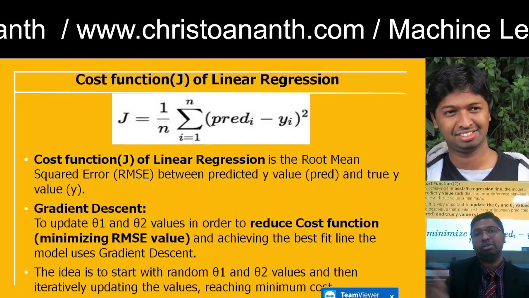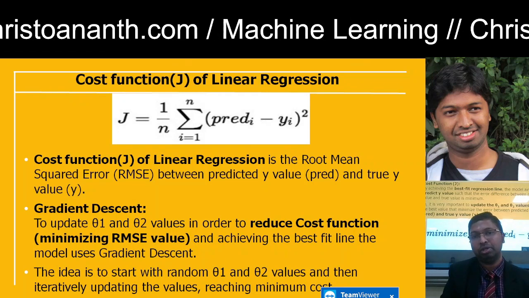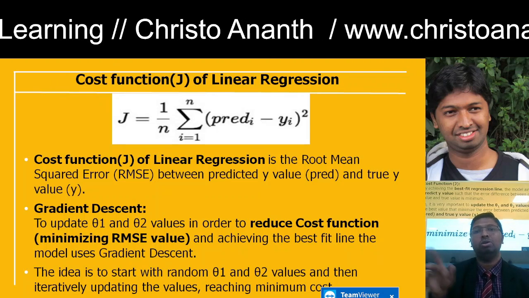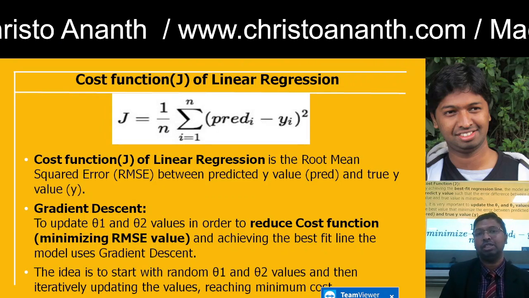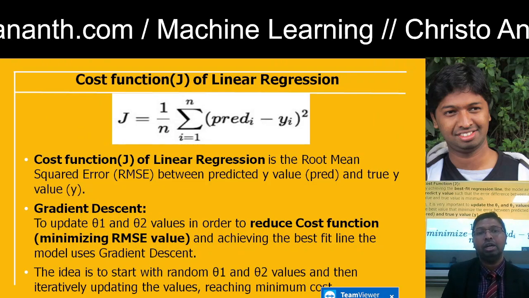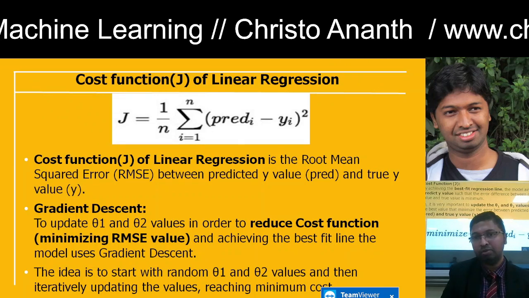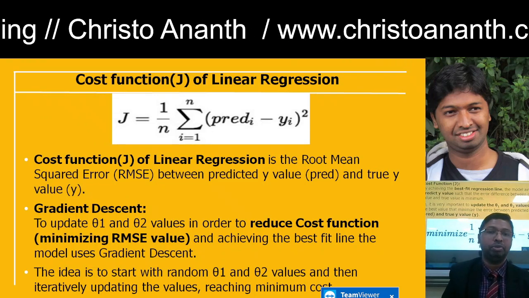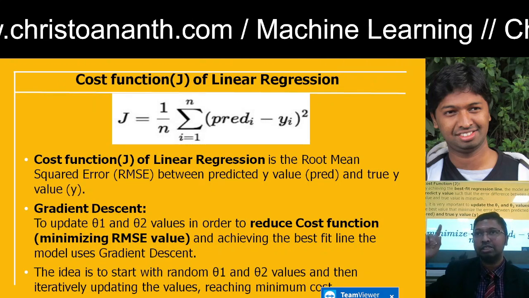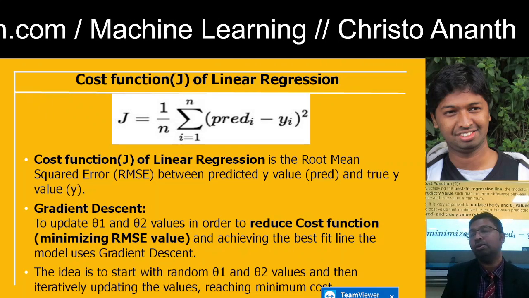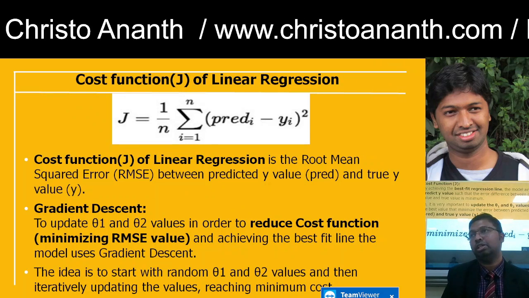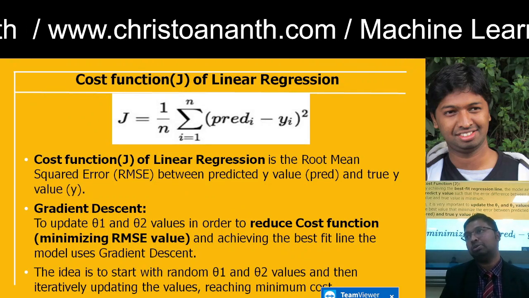So J is equal to 1 by n, summation i equal to 1 to n, of prediction for i minus yi, the whole square. Here the cost function is the root mean square error between the predicted y value and the true y value. In order to reduce the cost function, we can go with the gradient descent method. We already discussed the gradient descent method, so the same thing applies. We will update the values of theta 1 and theta 2 in order to reduce the cost function, that is, the root mean square evaluation.